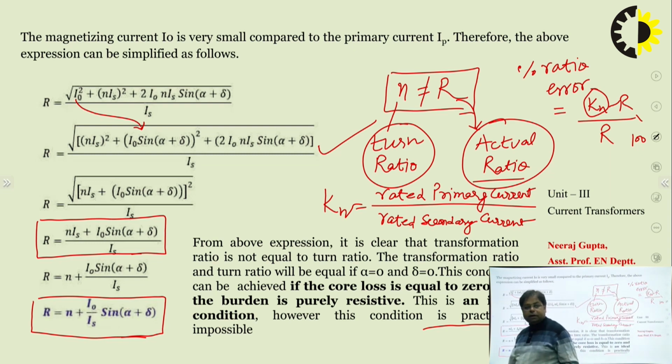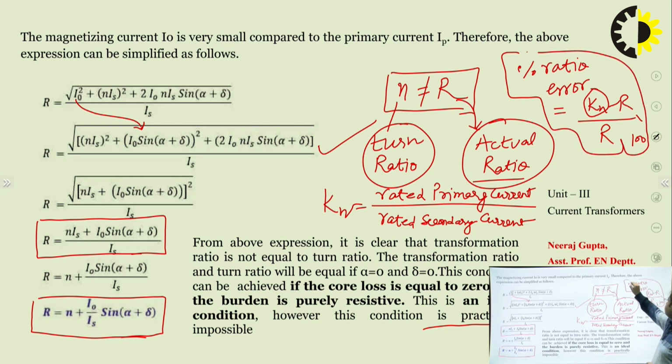I hope that the derivation of this actual ratio is clear to everyone, and the ratio error. This is the percentage ratio error if we calculate it as Kn minus R upon R, and this n is not equal to R in real situations, because n is your turn ratio, based on the number of turns in primary and number of turns in secondary. So that does not become equal to the actual ratio R in practical situations, and the error between these two will provide you the ratio error.